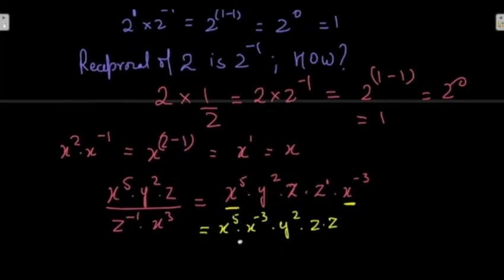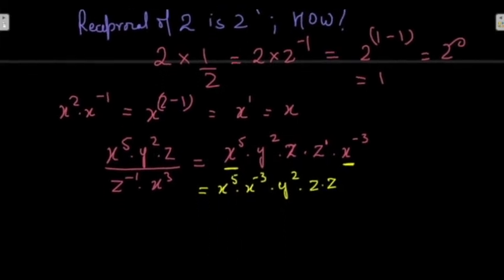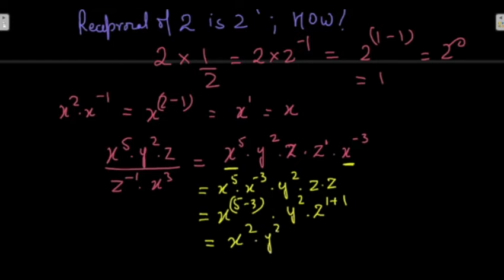Now what we'll do, we will add these exponents, so it becomes x raised to power 5 plus minus 3, so it becomes 5 minus 3, then it is y raised to power 2 as it is, into z raised to power 1 plus 1, which equals x raised to power 2 into y raised to power 2 into z raised to power 2. So this is how we solve. Where's the question? Yeah, this is the question. This is how we solve the question.